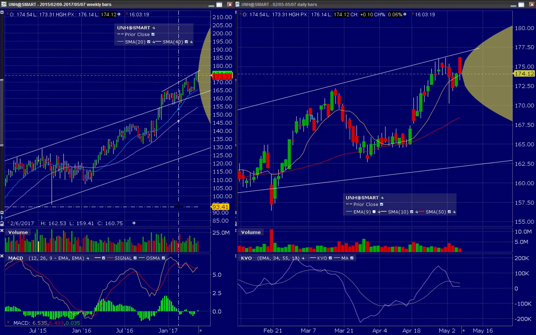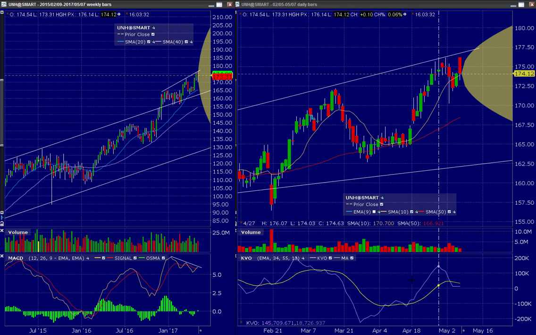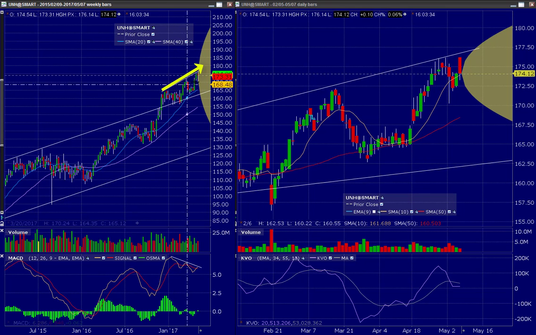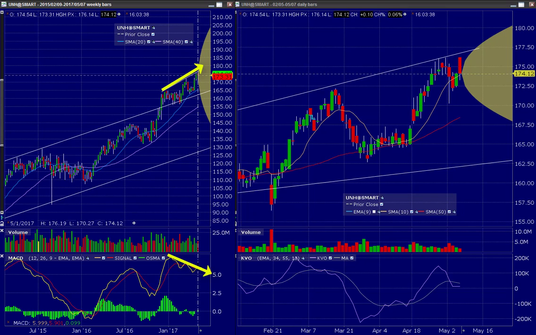But here's what I want to show you. Come down here and look at the MACD, the moving average convergence divergence that I'm running here on a weekly, and you see that it's been running down. So now you've got a situation where you've got a return line here that's going up, and you're looking at the moving average convergence divergence indicator going down. This suggests that there's some weakness developing in the stock.